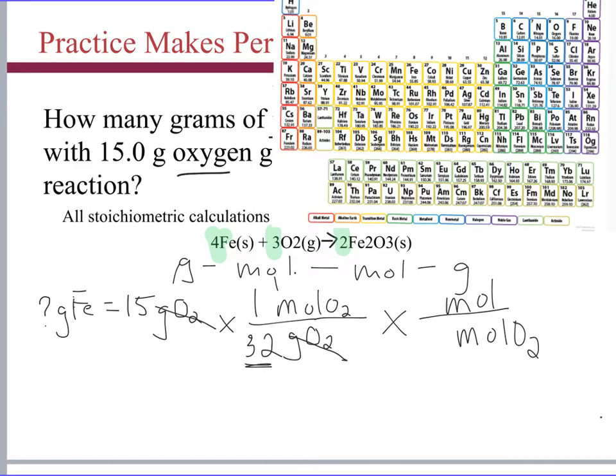Okay, and now we have to look at our balanced chemical equation. Here's where you know you're trying to get to iron. So we've got to do a mole ratio from oxygen, which is on our bottom, and try to get to iron, because that's what the question is asking us for. So the coefficient for iron oxide is not important in this at all. We're trying to get to iron. So looking at this mole ratio, we've got a coefficient of 3 in front of O2 and a coefficient of 4 in front of iron. And now we have our mole ratio step.